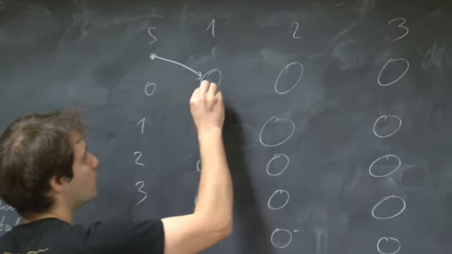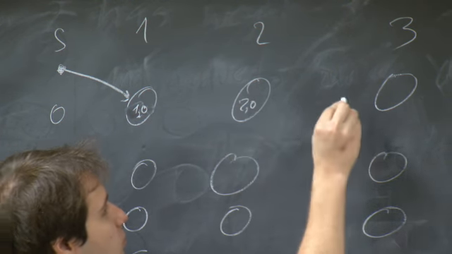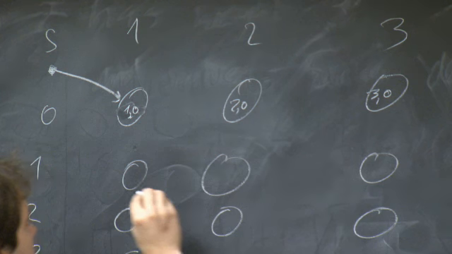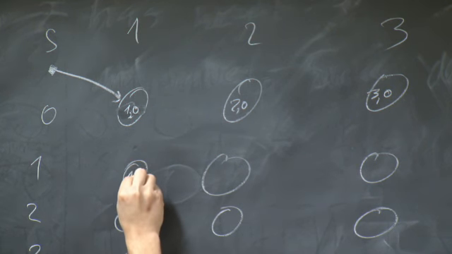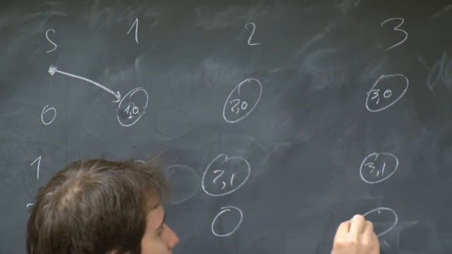1, 0. So I'm looking at item 1. So far, I have 0 pounds in my backpack. Looking at item 2 with 0 pounds. Looking at item 3 with 0 pounds. Looking at item 1 with 1 pound in my backpack. Item 2 with 1 pound. Item 3 with 1 pound, and so on and so forth.